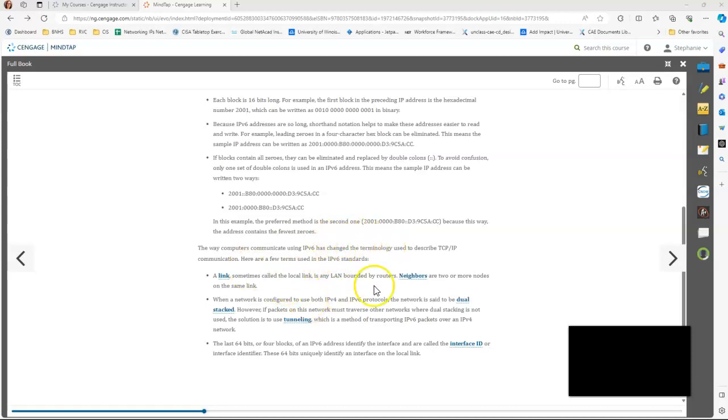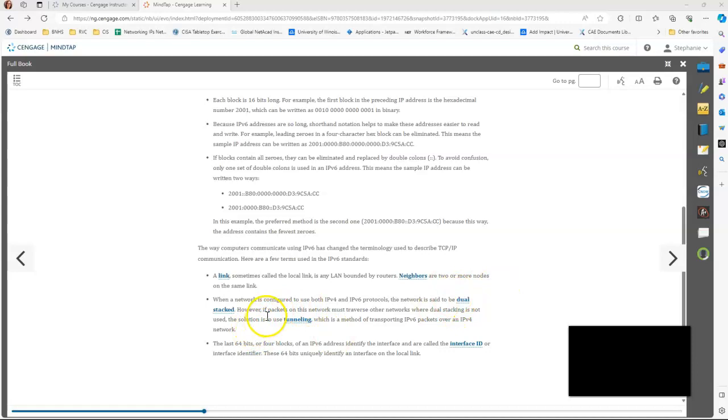So here are some other terms. We've got a link, sometimes called the local link. So any LAN, or you've got routers in between. There could be a couple of people, so your neighbors, 2 or more PCs or nodes or whatever, can be on that same link. And the network is dual stacked if it's using both IPv4 and IPv6, which a lot of them are probably doing. I know a lot of internal networks might be using IPv4, but they might have to use IPv6 with their ISP.